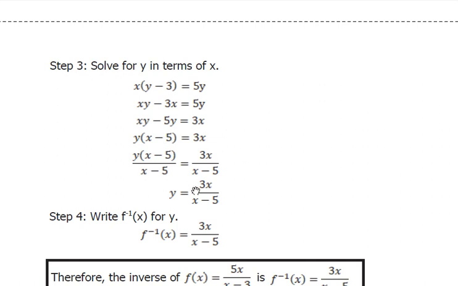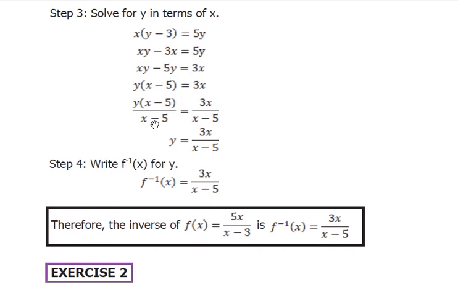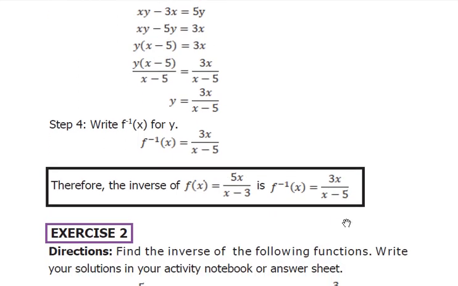Then we have to divide both sides of the equation by x minus 5. So this one cancels out. What remains now is y equals 3x all over x minus 5. Then finally, instead of writing y, we write f inverse of x. Therefore, the inverse of the given function is f inverse of x equals 3x all over x minus 5.